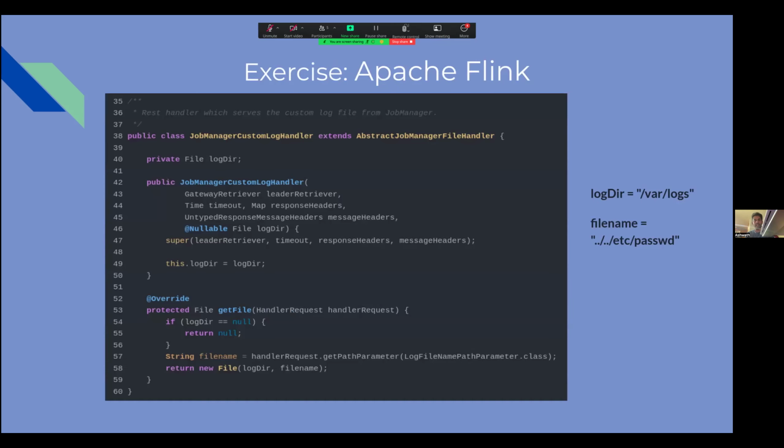If anybody is not clear about what's happening here, please feel free to shoot me a question.